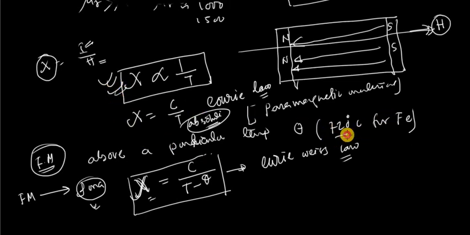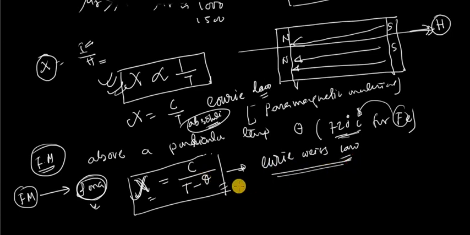But above a particular temperature, for example for iron, above 720 degrees centigrade, your iron becomes a paramagnetic material. Iron is generally a ferromagnetic material, but above 720 degrees centigrade it becomes paramagnetic. And now if you increase the temperature above 720, then your susceptibility decreases following this relation, and this relation is called Curie-Weiss law. This is all about your magnetic material and properties. You go through all these videos so that you can have some ideas.